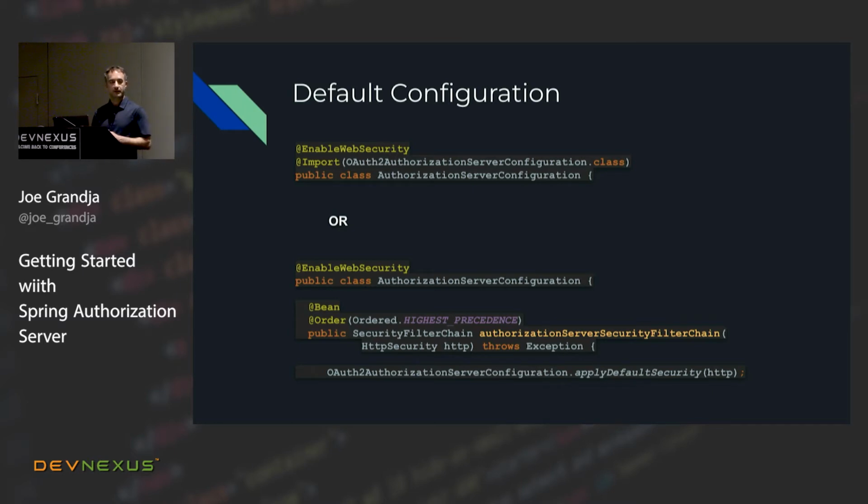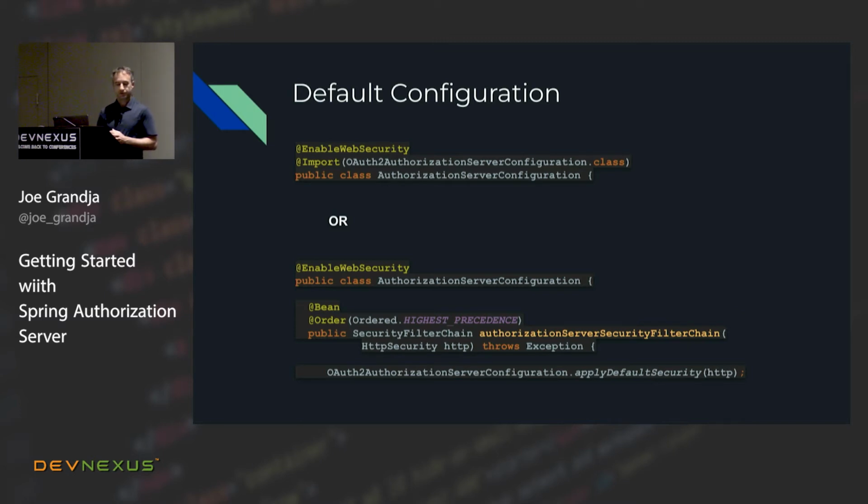But I want to backtrack and answer a question before I get into this, because you see enable web security there. People have been asking, what's the relationship of Spring Security with Spring Authorization Server? Spring Authorization Server is Spring Security. It uses Spring Security, Spring Web, Spring Core. Ultimately, it's just an extension on top of Spring Security. It provides OAuth 2 and OpenID Connect implementations of filters and authentication providers. So you obviously need to enable web security.